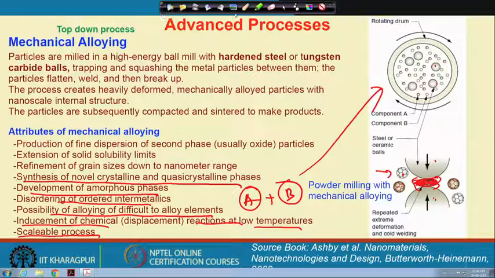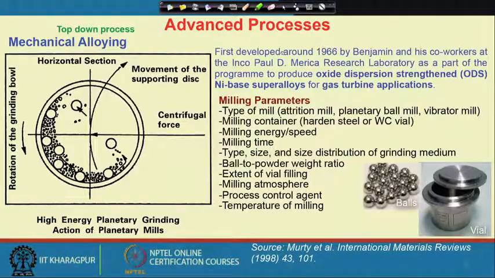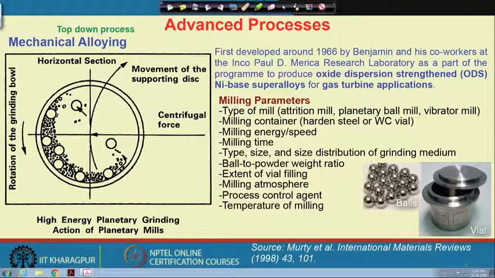So, the solubility limit also increases. We will go into detail of those things in the next slides. Now, this typical mechanical alloying process was discovered while processing oxide dispersion strengthened nickel based superalloys for gas turbine application in 1966. So, this is not a very old technique.